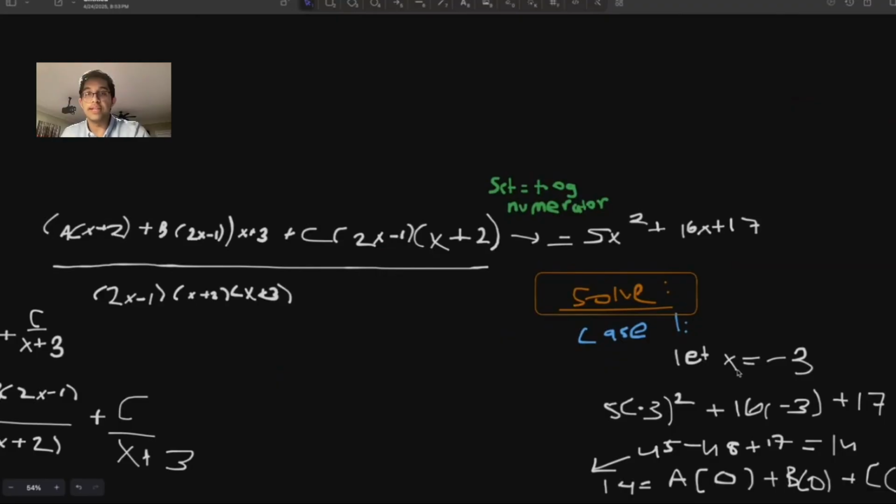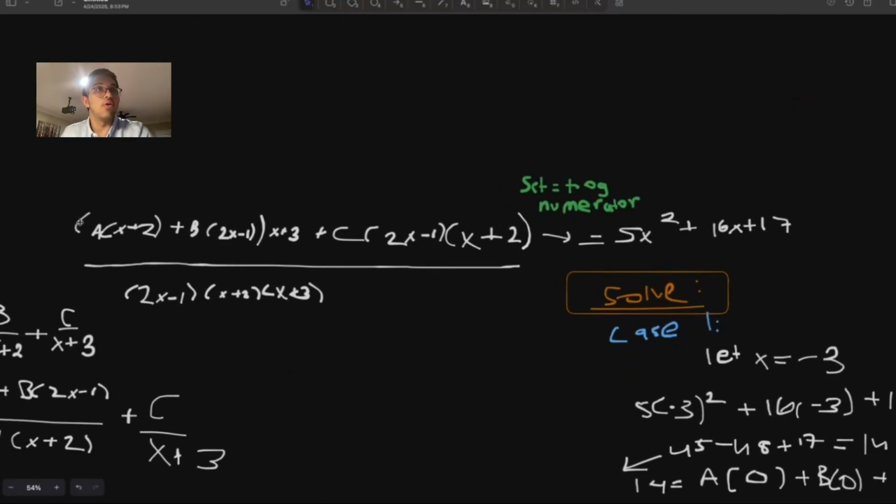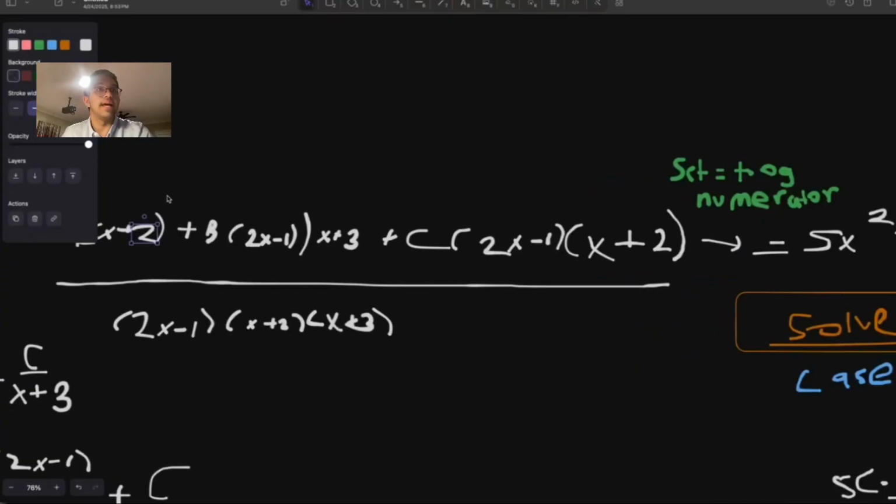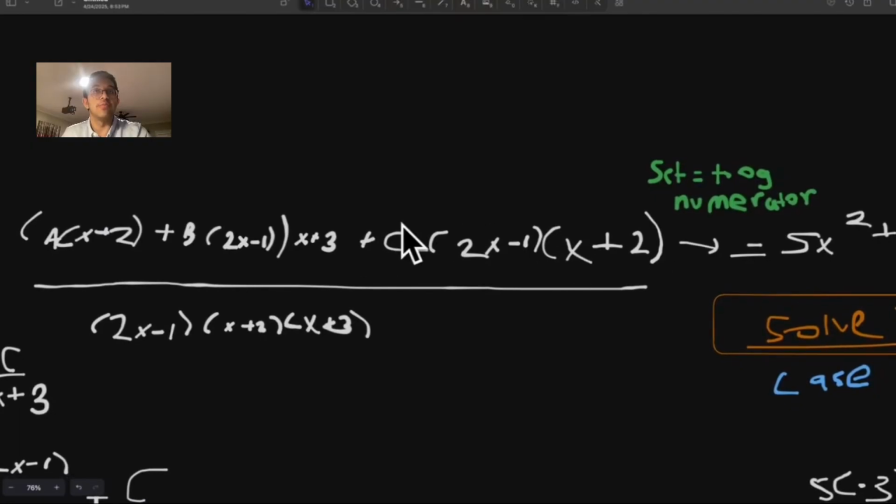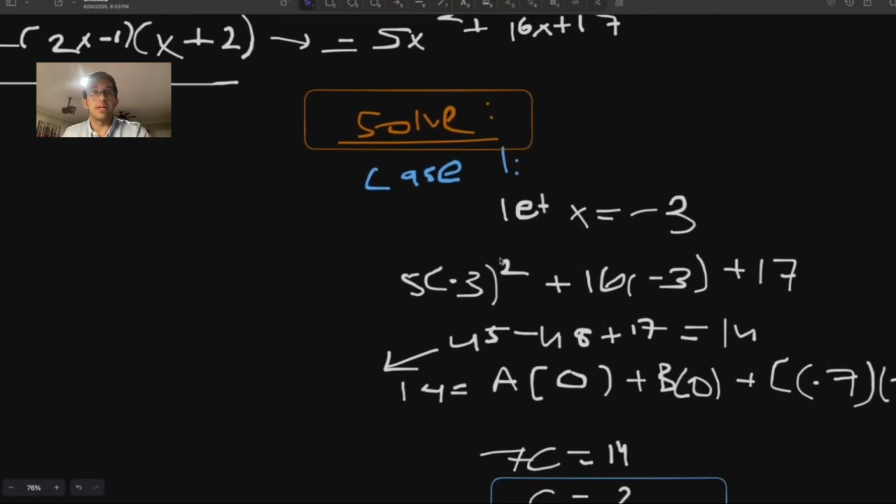So the first thing we notice is if we set x equal to negative 3, do you see how right here, since this whole expression is being multiplied by (x plus 3), if we set x equals negative 3, this whole thing right here gets canceled out, meaning we're just left with the C term right here.